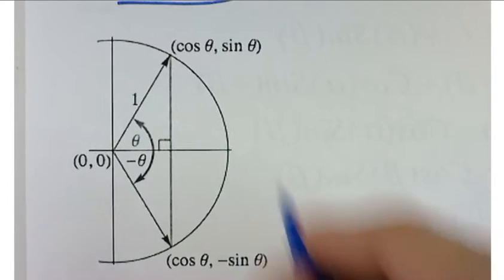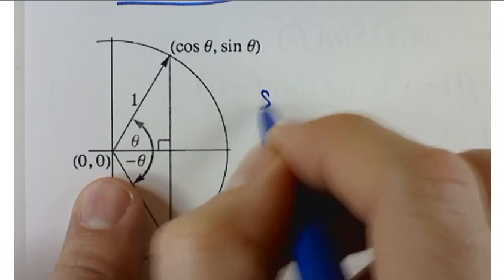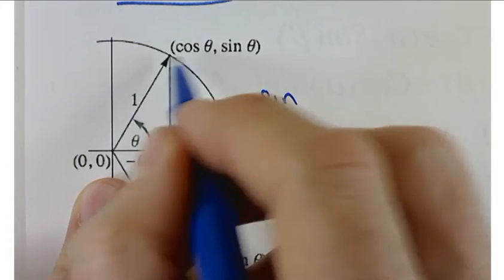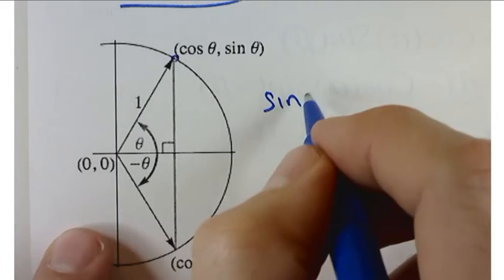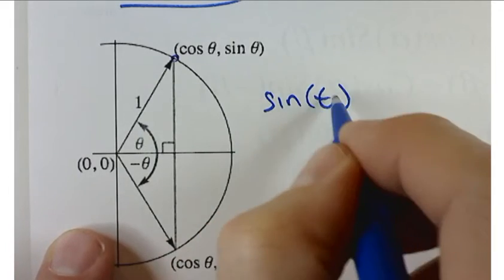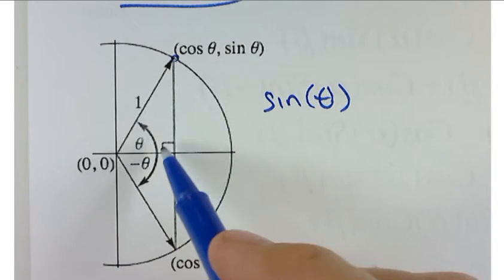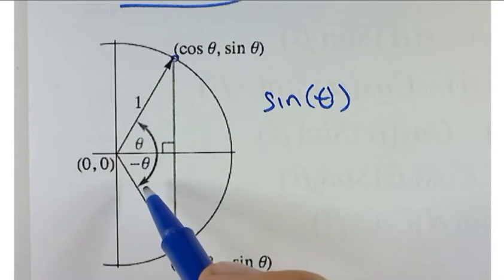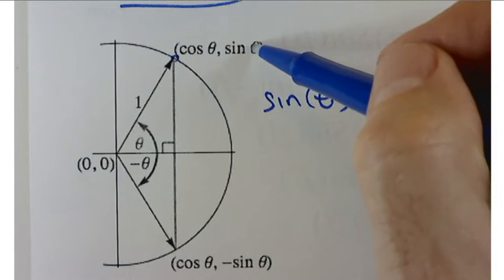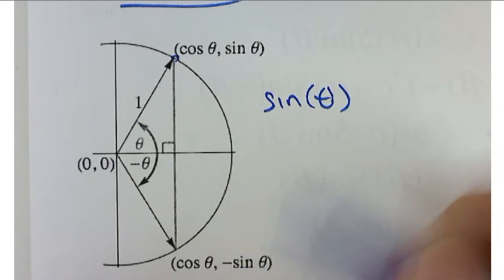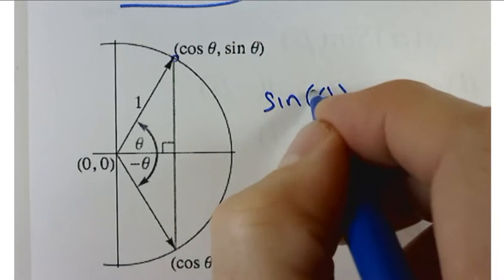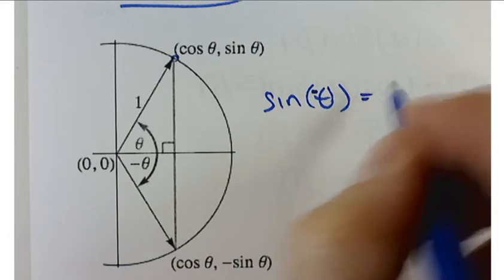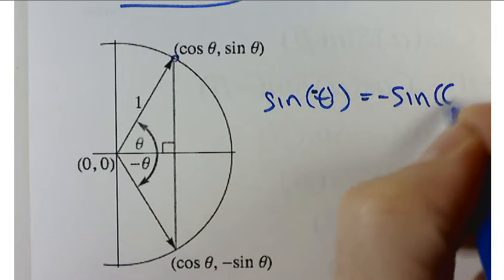And let's start by looking at the sine of theta. So that's going to be this point here. And compare that to the sine of negative theta. Well, if you go the opposite direction, then what's going to happen to the value of sine? It becomes negative. So sine of negative theta is the same thing as negative sine of theta.